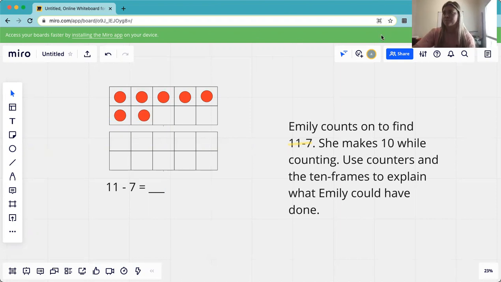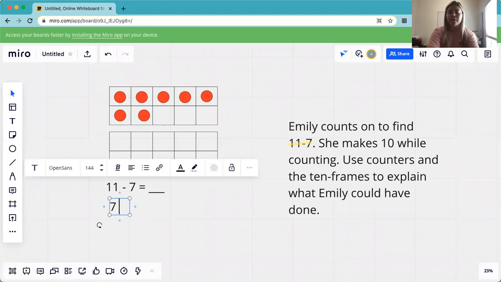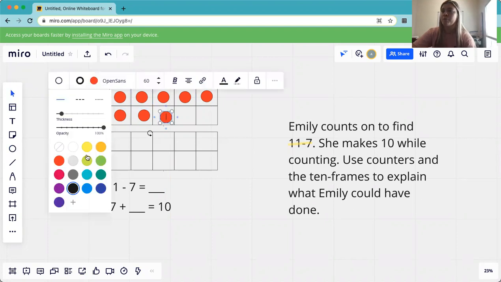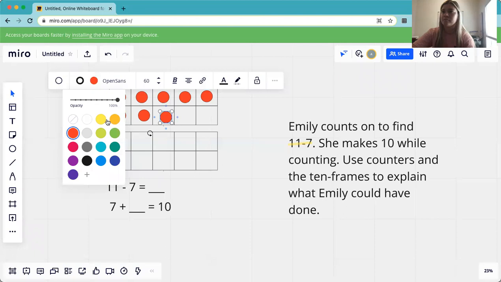Now I have my 7 here, and I need to get to my 10. So I know my equation is going to be 7 plus blank, because I don't know it yet, equals my 10. So let's count to figure it out. It's 7, I need 1, 2, 3 more. So I'm going to put 3 yellow counters. Separating the colors will definitely help you with the problem and understanding it.